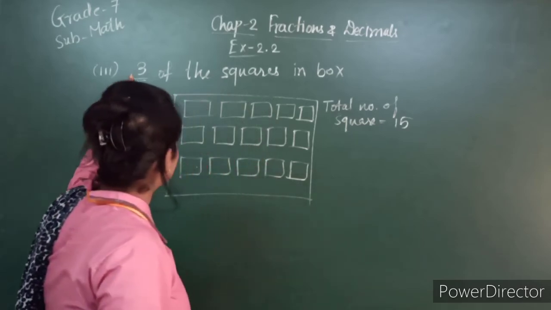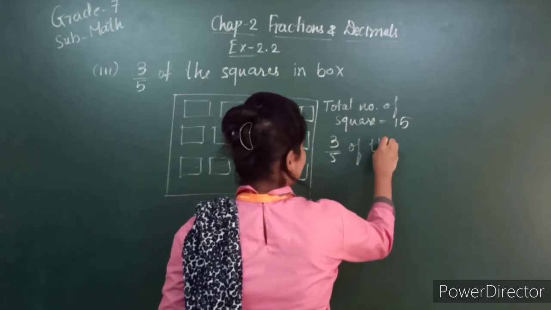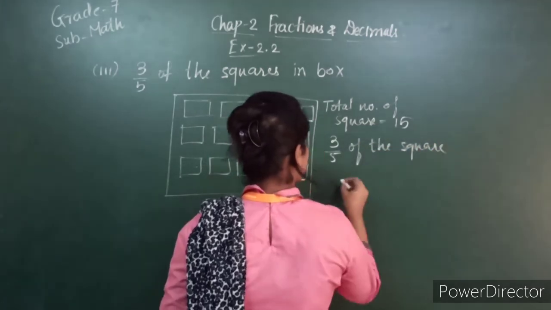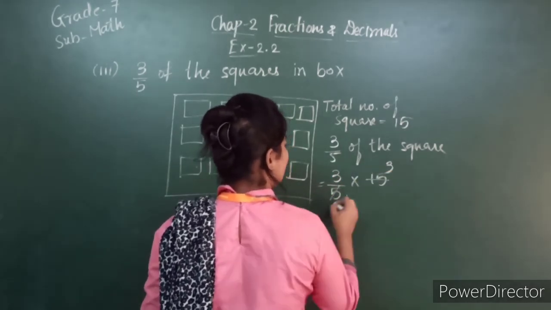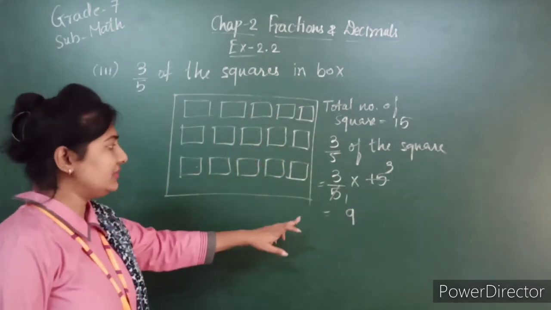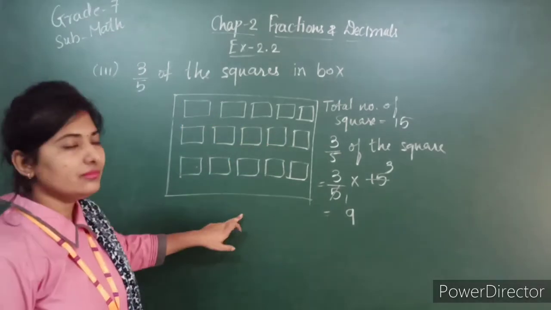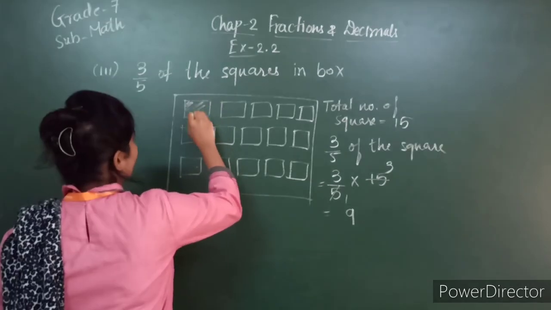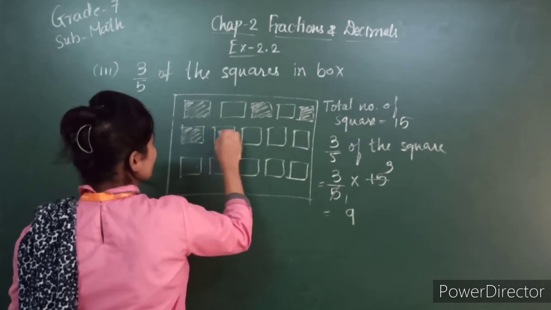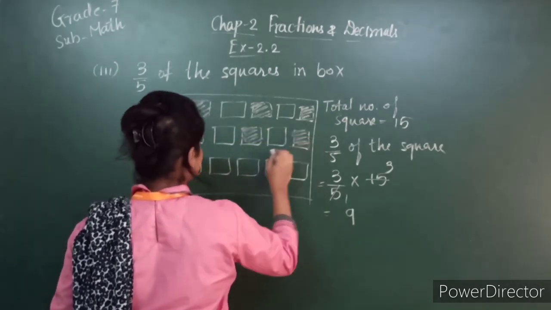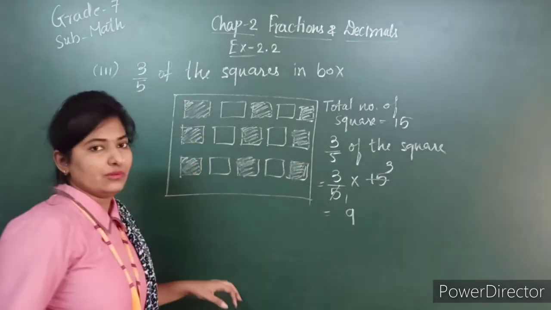Now we have to shade 3 by 5 portion of the total squares. So 3 by 5 of the squares. So 3 by 5 into 15. 5 ones are 5, 5 3s are 15. So it is 9. 3 threes are 9. So we have to shade 9 squares in the given box. You can do any 9. 1, 2, 3, 4, 5, 6, 7, 8 and 9.